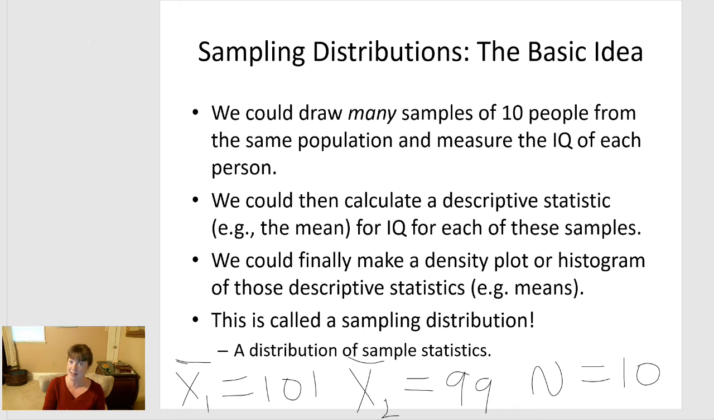And then if you create a density plot or a histogram of all of those sample statistics, like all of those sample averages, you now have a sampling distribution. And if you've calculated the average, the arithmetic mean, remember the mean? It's the same thing as the average. If you do it for the arithmetic mean, the average, then you have a sampling distribution of the mean, a distribution of an infinite number of sample means. So let me draw you a picture.